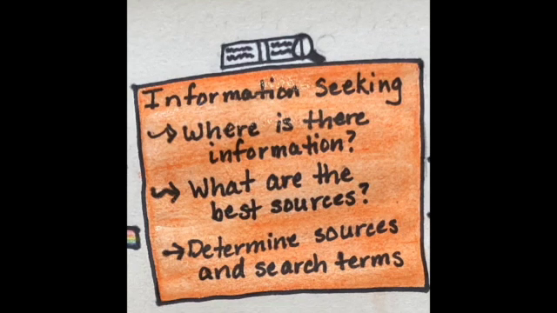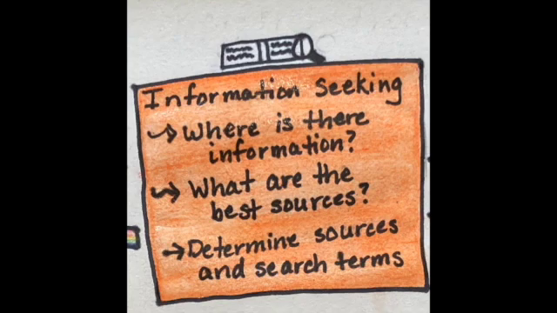So information seeking: where is the information, what are the best sources, and you determine the sources and search terms in this step. While we can often be tempted to just jump into a Google search, it is useful to take a few minutes and think about the sources we have access to. If we are going to do a Google search, then we really need to make sure to do website reliability checks as well. While that is an excellent skill to have, and we will work on that during library time this year, for now we will use one of the library resources we learned about earlier this year.